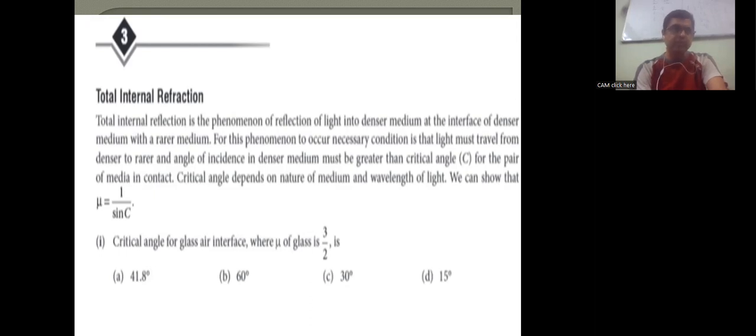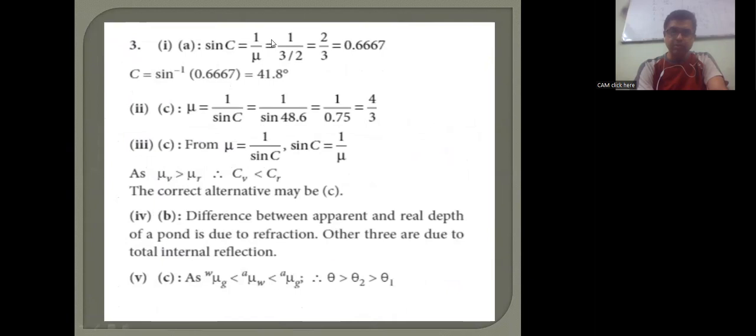Students, you should know that if I take 1 by mu for sin ic, that is 2 by 3. Children, 2 by 3 is 0.66. Sin 45 is 1 by root 2, that is 0.707. Sin 30 is half, which is 0.5. So its value will be between 30 and 45. Student, you must also know sin 37, which is 3 by 5, 0.6.